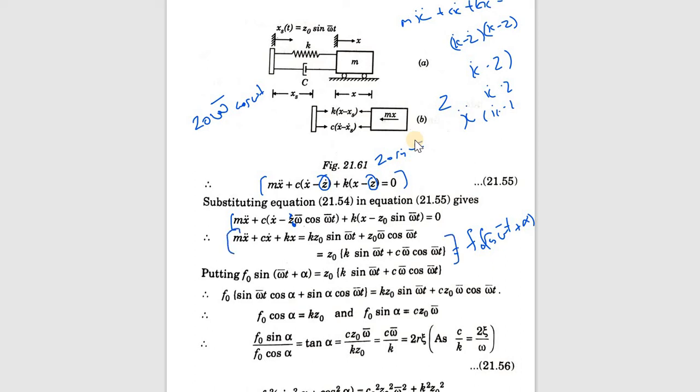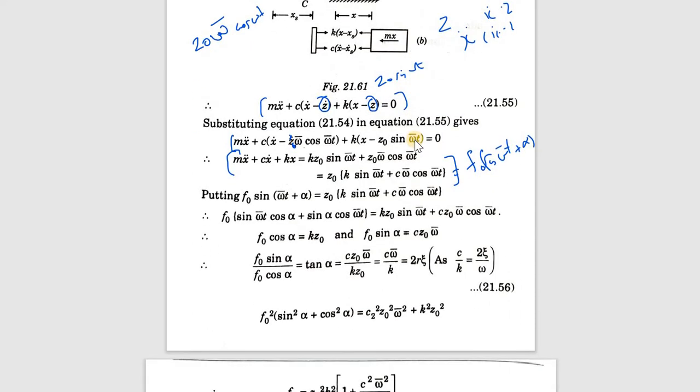Now this term I am considering as a new term, that is, f0 sine (omega t plus alpha). I am just substituting like this. From this I am going to find out what f0 is. After substitution you can see I will be getting terms of sine omega dash t and cos omega dash t. So I am just comparing the coefficients. f0 cos alpha is equal to k z0, and f0 sine alpha is equal to c z0 omega dash.